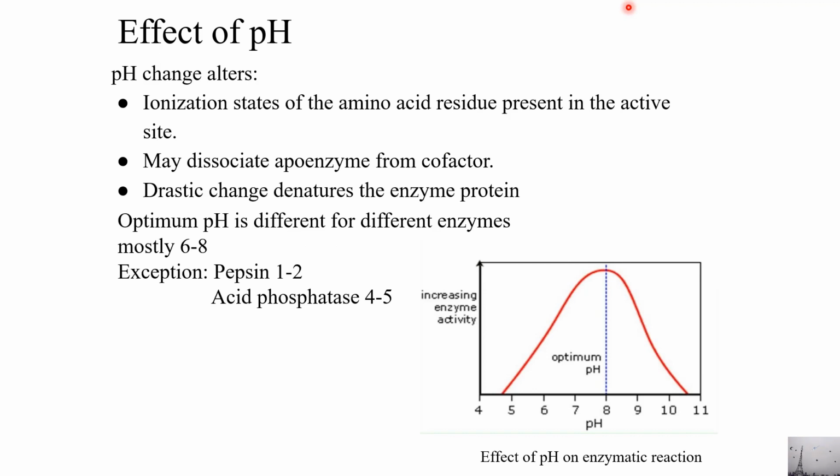If we talk about the effect of pH, pH change alters the ionization states of the amino acid residues present in the active site. It may dissociate the apoenzyme from the cofactor. Drastic change will denature the enzyme protein. And it's different for different enzymes. Optimum pH is mostly 6 to 8, but for pepsin, which stays in an acidic environment, it can be 1 to 2. For acid phosphatase, it can be 4.5.